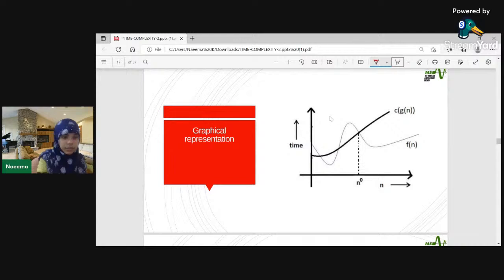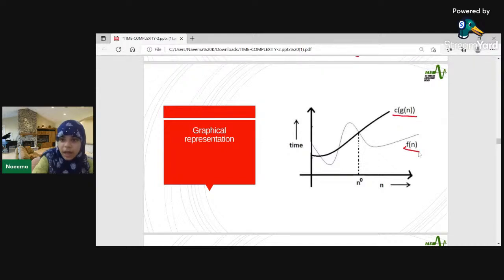Here's a graphical representation of big O. Here we see in this graph, the graph of c g(n) is always above f(n). c g(n) is always greater than f(n) after a certain value n naught. And this is exactly what the definition of big O says.